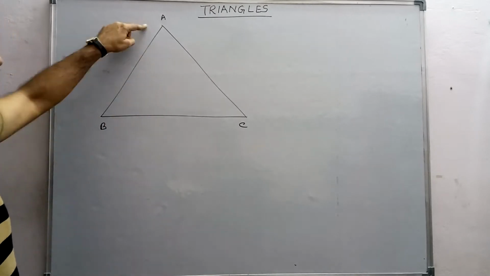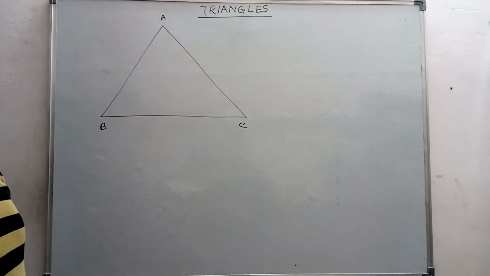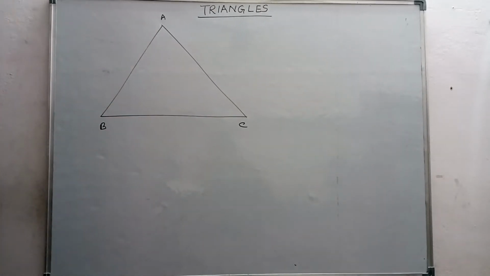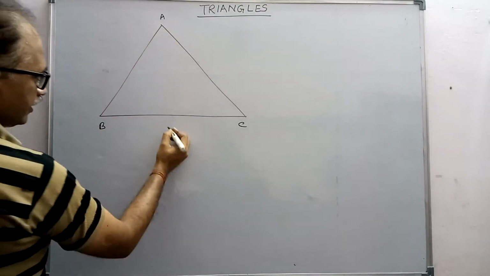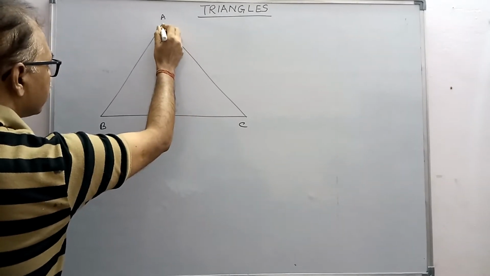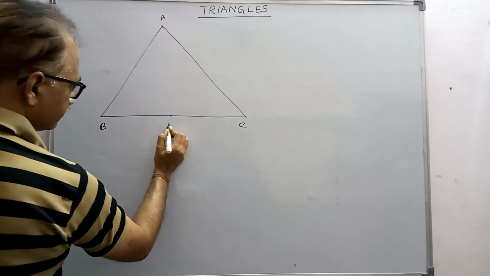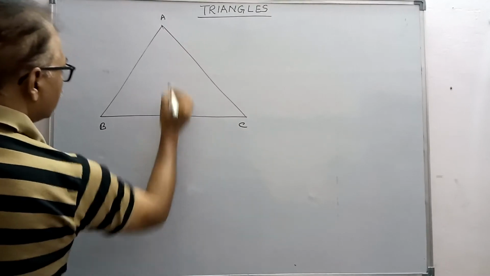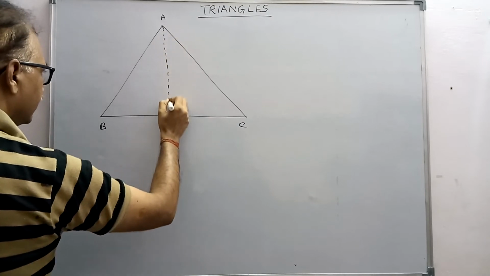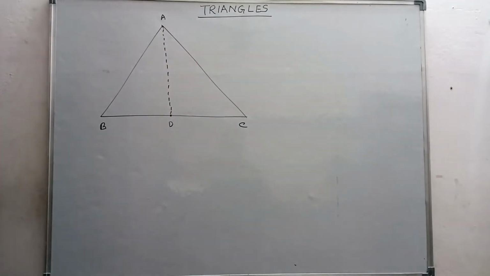So suppose ABC is a triangle. Let's see what a median is. Median means the midpoint of a side joined with the opposite vertex. Say the midpoint of side BC is D. So if it is joined with A, it will be called a median. AD is a median.